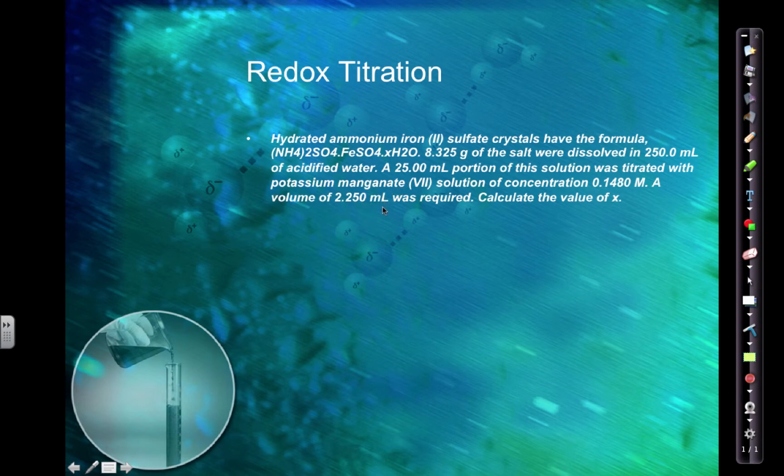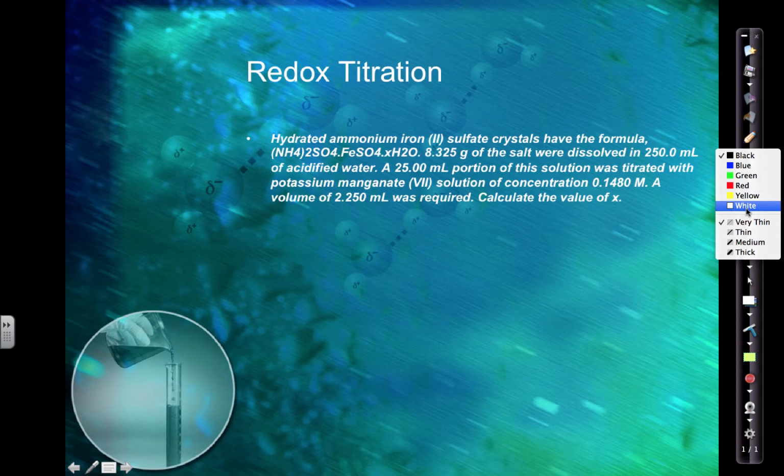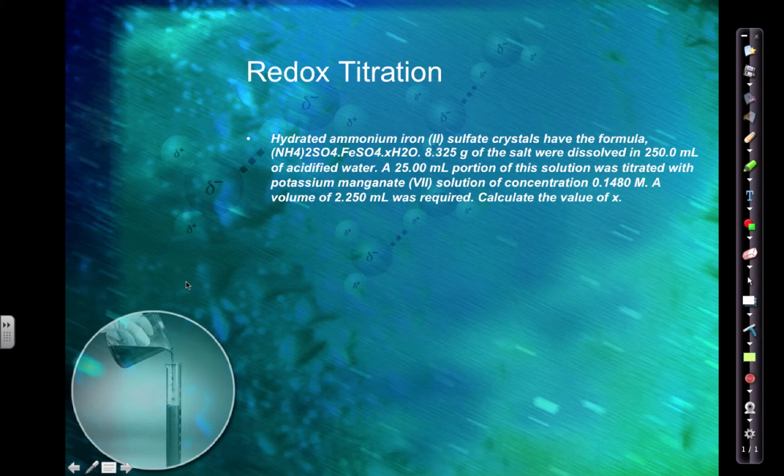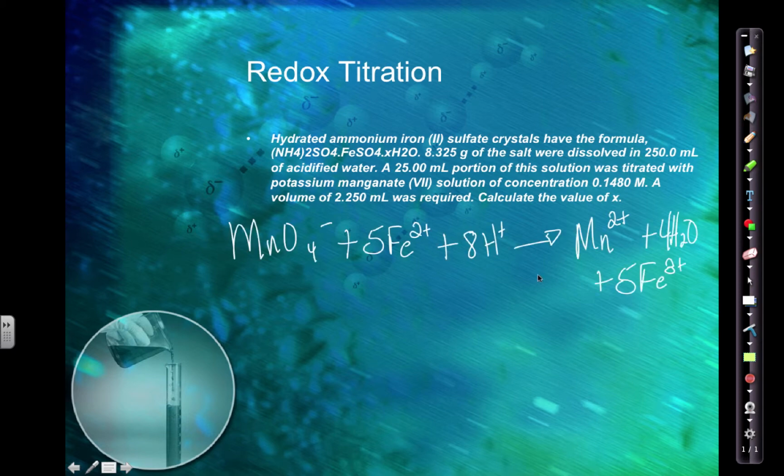So the first thing we need is the redox reaction. So on your test you will be given the reaction, and later down the line we're going to talk more about how to predict these types of reactions. So this is our reaction right here. The permanganate is reacting with the iron in this complex right here.